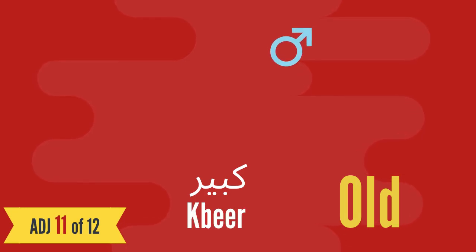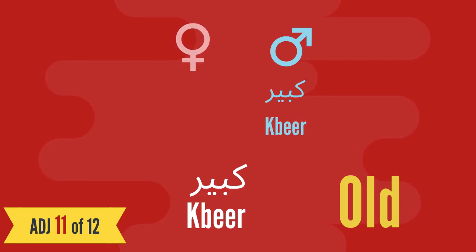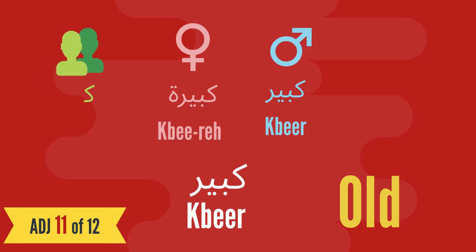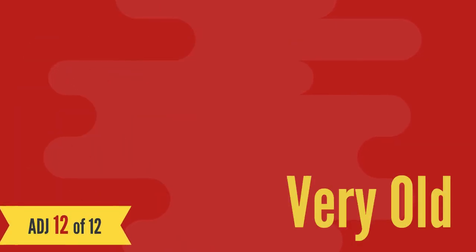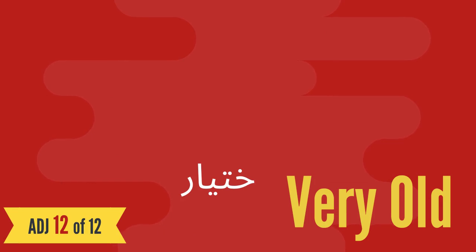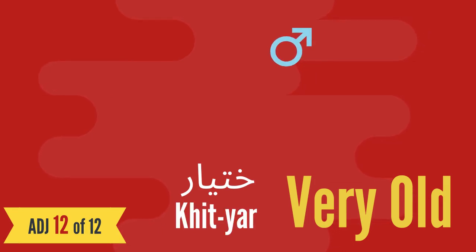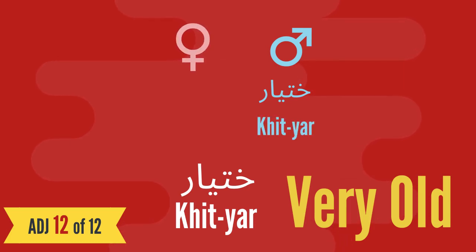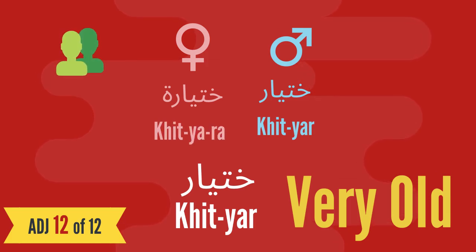Let's get a little older. Now it's old. كبير. For male, كبير. For female, كبيرة. And plural, كبار. And the last stage is very old. ختيار. For male, ختيار. For female, ختيارة. And then plural, ختايرة.